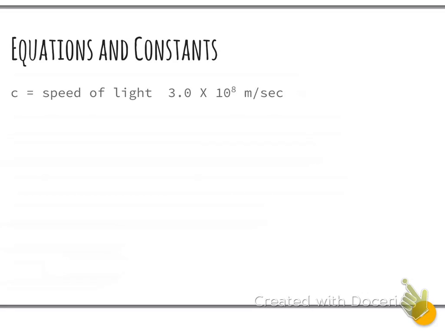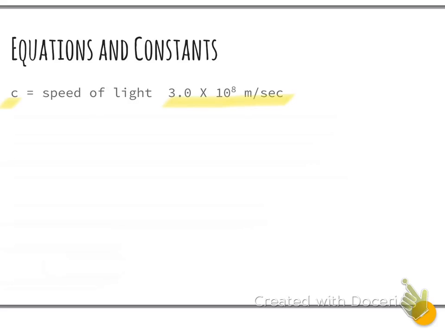So the first thing is we have a constant that is c, and that is the speed of light. Through experimentation, we have found that the speed of light is 3.0 times 10 to the 8th meters per second, which means that light will travel 3.0 times 10 to the 8th meters in 1 second. So you'll be given this on your equation sheet, and you will also be given the value of c.